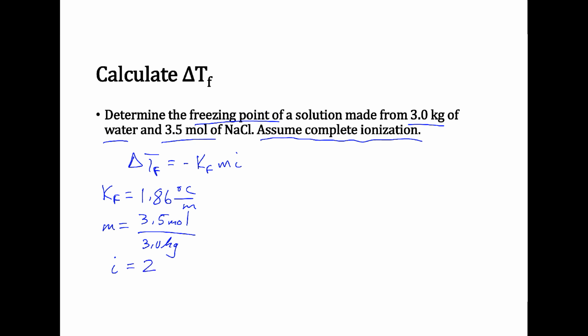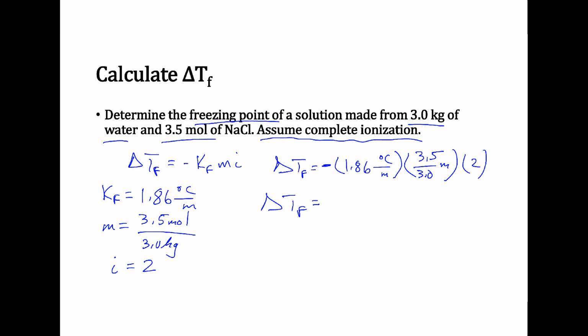So what we can do is go ahead and plug in. So delta T sub F is equal to, don't forget your negative sign, negative 1.86 degrees Celsius per molal times the molality, which is 3.5 over 3.0, times I, which is 2. So when we plug this in, delta T sub F is equal to negative 4.3 degrees Celsius.